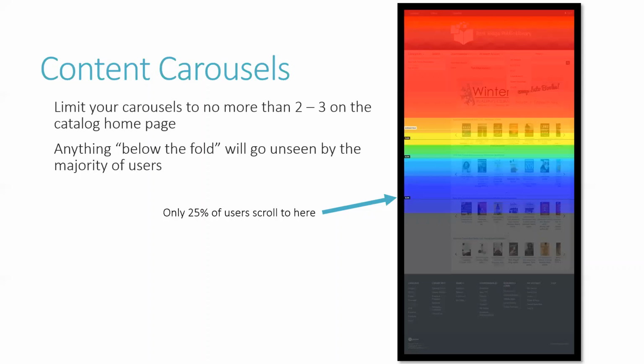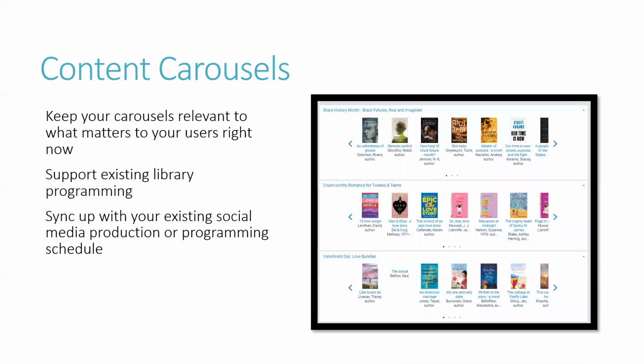Truly, people aren't looking past 2 or 3 carousels. So if your 4th or 5th carousel is full of outstanding titles, most people aren't going to see it. So I like to keep that to 2 to 3. You also want to keep your carousels relevant to what matters to your users right now. Examples for this might be homeschooling, casual viewing, different holidays we're experiencing, safe at home, but you can coordinate these carousels with the social media calendar your library is likely already using when posting.